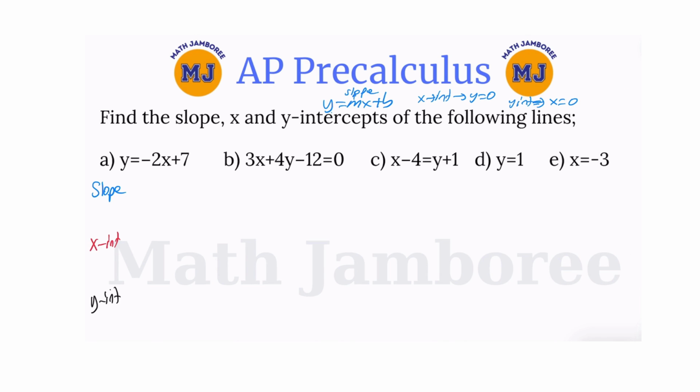In choice A, we're just given y equals negative 2x plus 7. And the number in front of the x is the slope, right? So we can just say that m is equal to negative 2.